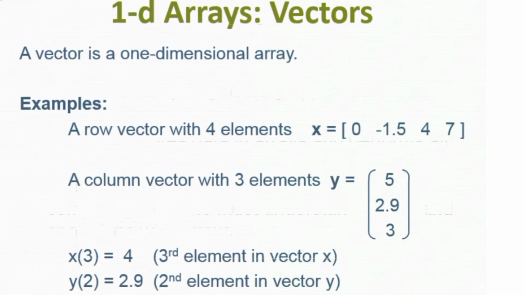computing tool. A one-dimensional array is also called a vector, and a vector is simply a row of numbers or a column of numbers. Here we have a couple of examples. I have a row vector I called x that has 4 numbers in it, and a column vector called y that has 3 numbers in it.